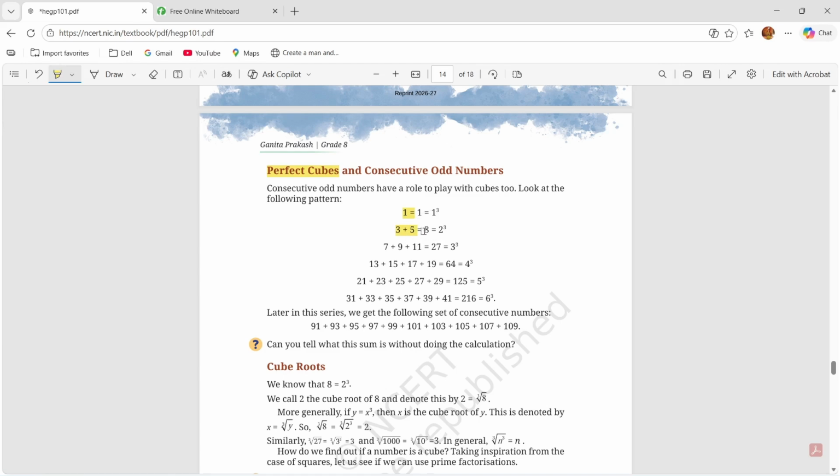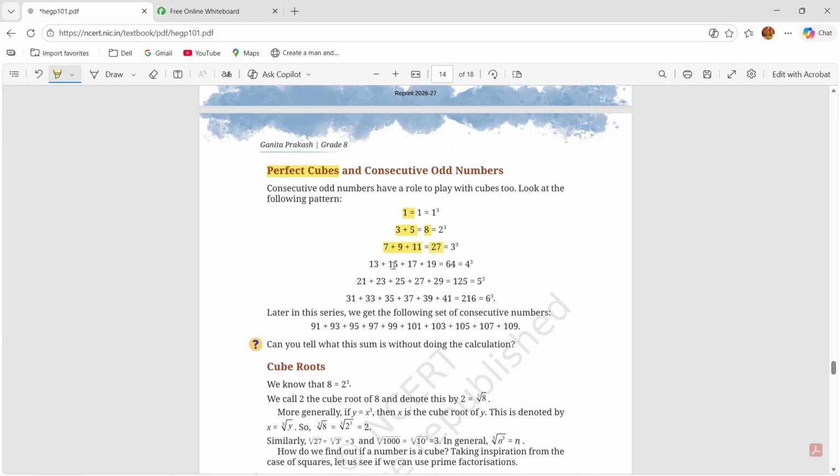Plus 5 and we got the perfect cube of 2, that is 8. Now we are going to add 7 plus 9 plus 11. What is that? That is 3 consecutive odd numbers, right? That we are getting 3 cube, that is 27.